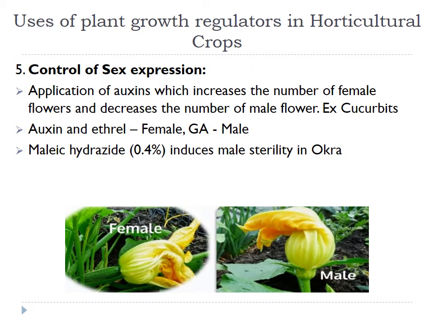Another use is controlling the sex expression in the flowers. This is most commonly seen in cucurbits. In cucurbits, usually male flowers are higher in number as compared to female flowers. So application of auxins will increase the number of female flowers and decrease the number of male flowers in the cucurbits. Also, auxin and ethyl are generally used to induce female flowers, whereas gibberellic acid induces male flowers. Maleic hydrazide at 0.4% also induces male sterility in okra.